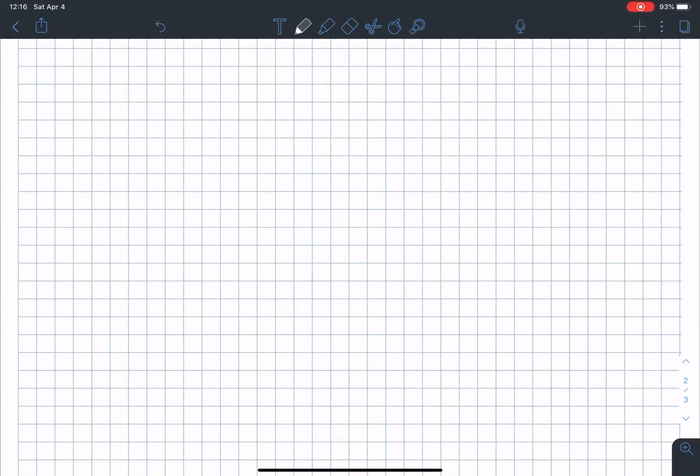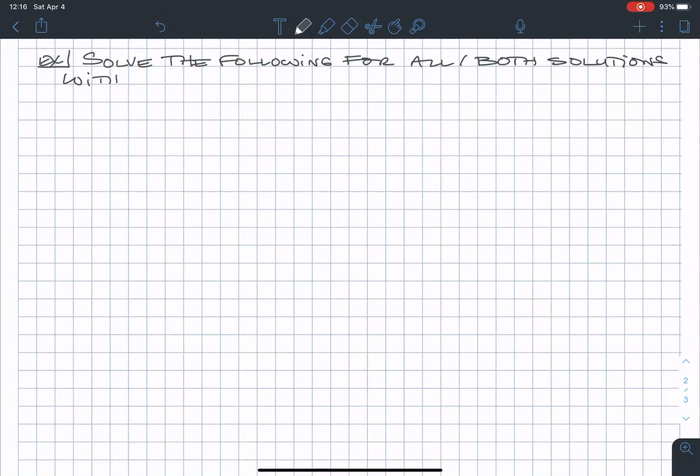Okay, continuing with 6.3. So for example, let's solve the following. Solve the following for all, or both, solutions within the interval, so within 0 to 2 pi non-inclusive.